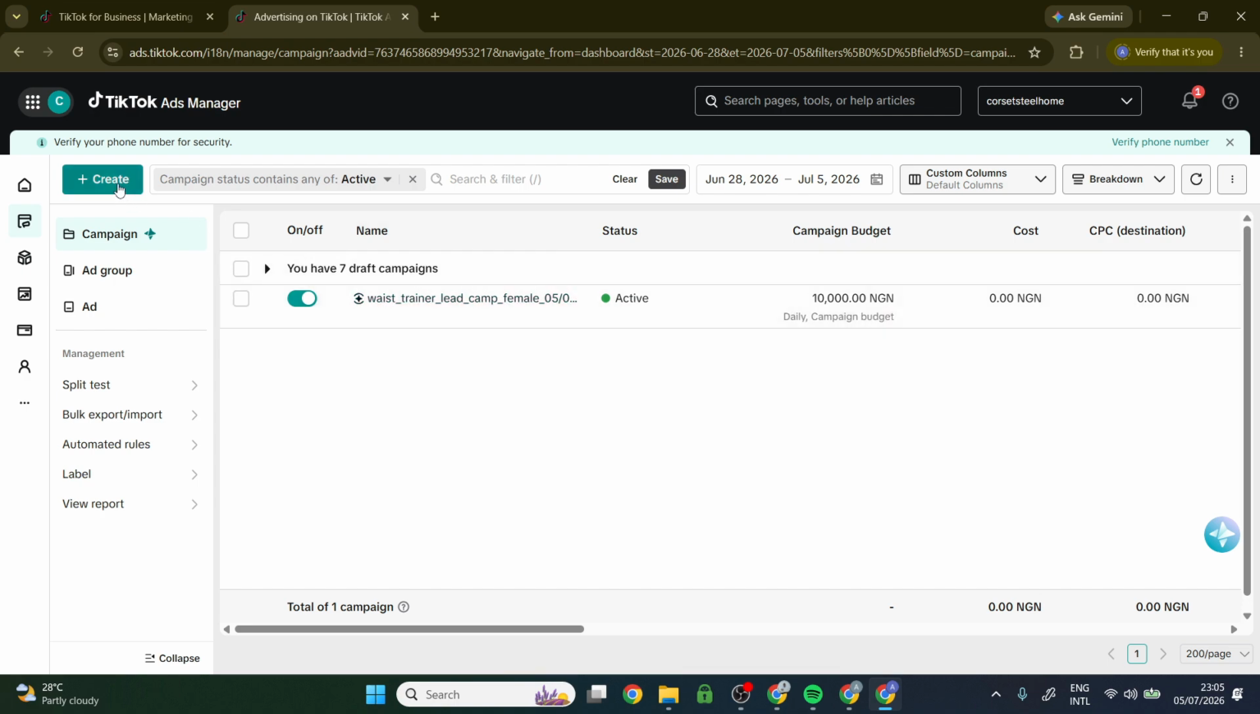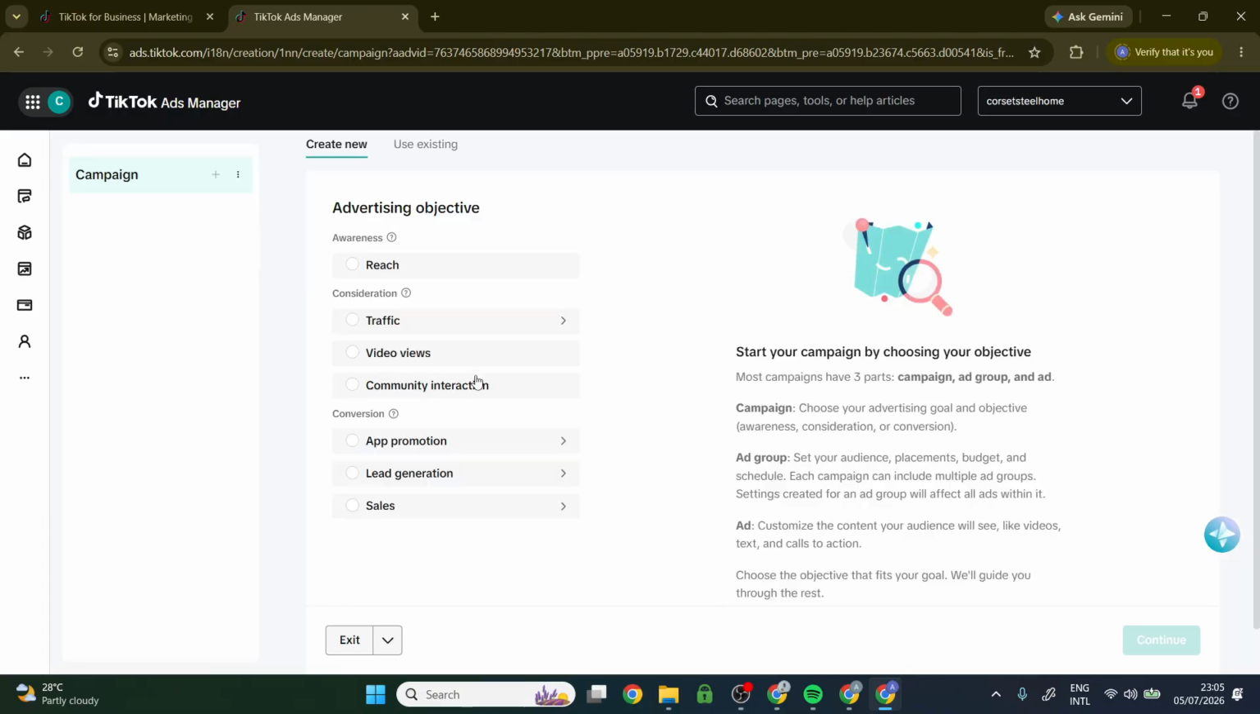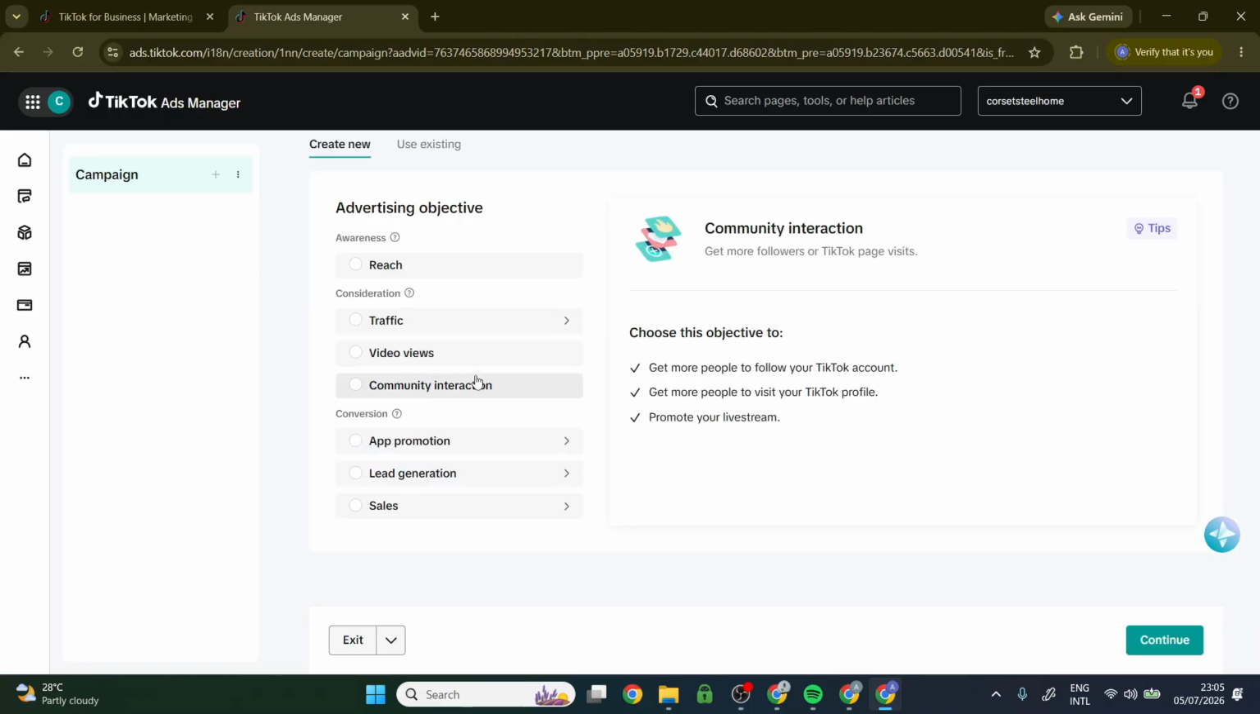So on the ads manager, you are going to see the create button by the left hand side of the screen. Just click on it. Once you click on it, the next thing is for you to select your campaign objective, right? So you know that we have different campaign objectives. However, there is a particular objective that you can actually use to send people directly from your TikTok video ads to your TikTok DM.